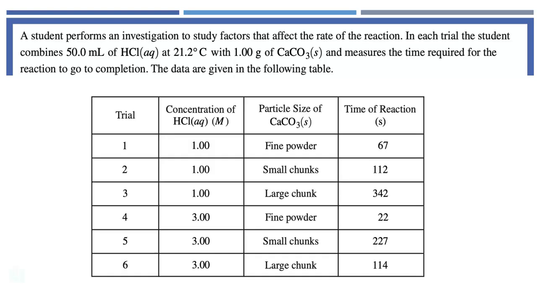And here's the table. 6 trials. I'm looking at this saying, okay, I've got 3 trials at 1 molar hydrochloric acid, another 3 trials at 3 molar hydrochloric acid, and I'm also saying that there are different sizes of the calcium carbonate. I've got a fine powder, I've got small chunks, I've got really big pieces, kind of blocks of it. And then, of course, the last column is the time it takes to reach completion.